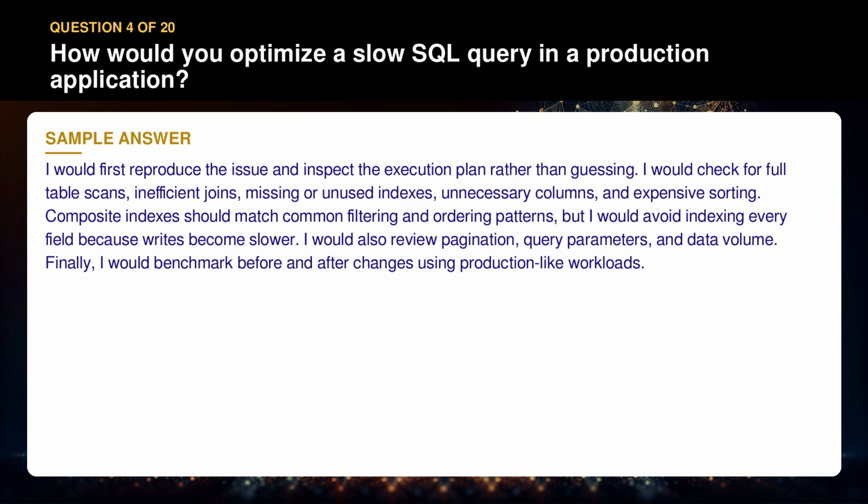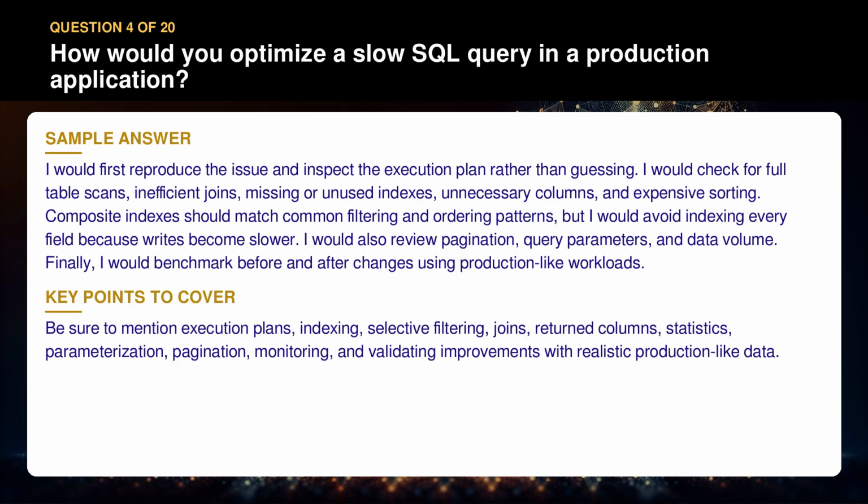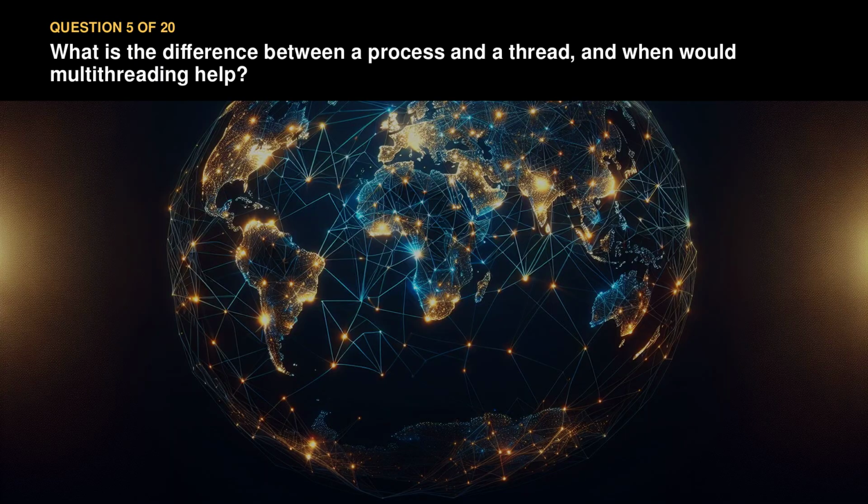I would also review pagination, query parameters, and data volume. Finally, I would benchmark before and after changes using production-like workloads. Be sure to mention execution plans, indexing, selective filtering, joins, returned columns, statistics, parameterization, pagination, monitoring, and validating improvements with realistic production-like data.